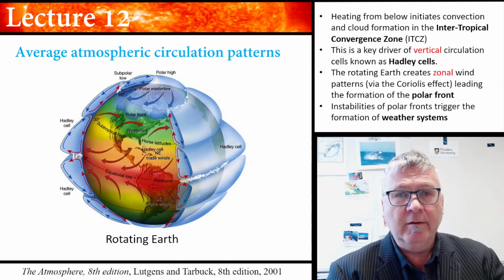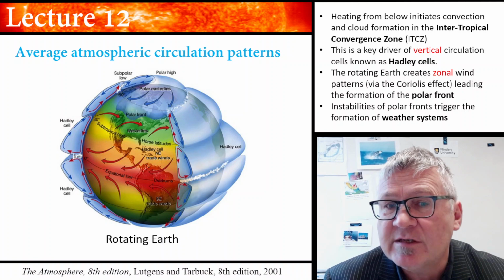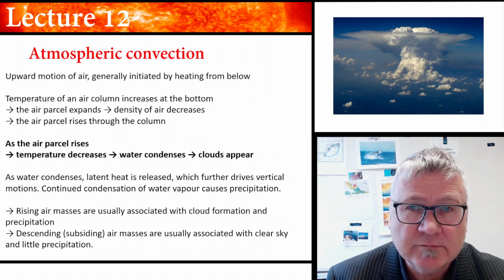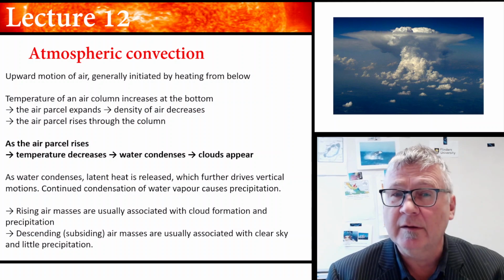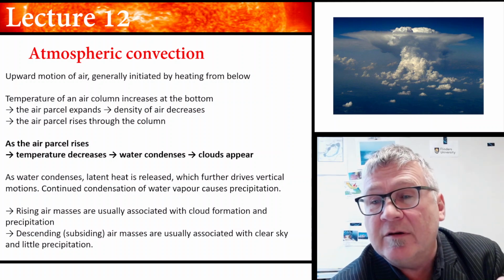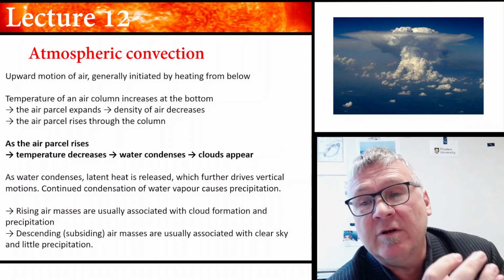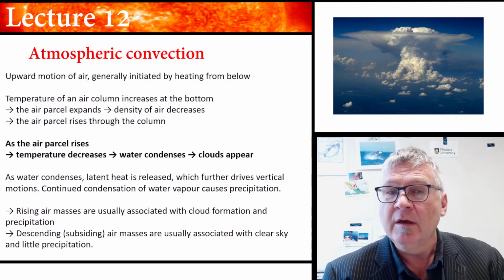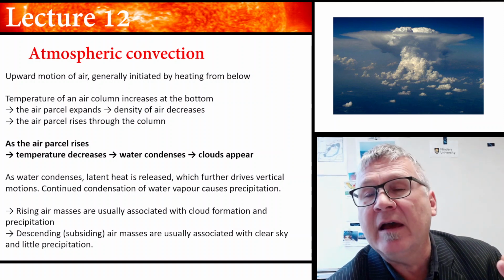Okay, so now let's focus on vertical circulation cells. Before we do that, the key feature is atmospheric convection. I'll go through the steps that are written here because it's really important to understand this. This is an important part of vertical circulation cells. It's the driver of these vertical circulation cells. So what is atmospheric convection? It's the upward motion of air, generally initiated by heating from below.